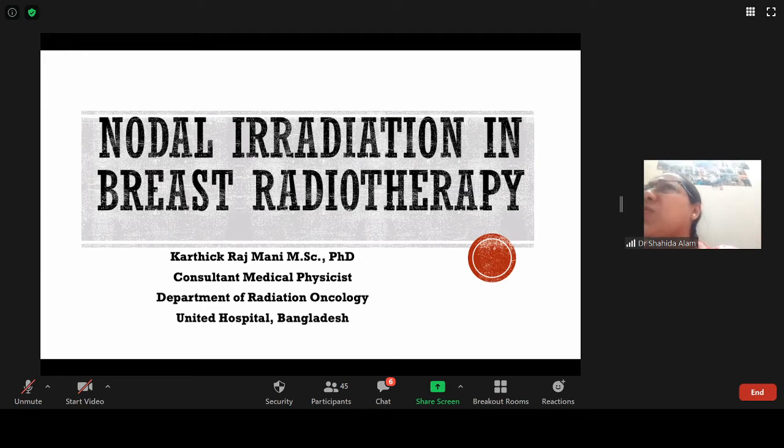His question was, should we give nodal irradiation to some residual disease in the axilla, whether it is after neoadjuvant or upfront surgery? If there is some residual disease in the axilla, we have to include that in our target volume when there is an inadequate surgery in the axilla. This is the indication of axillary radiation or nodal radiation.